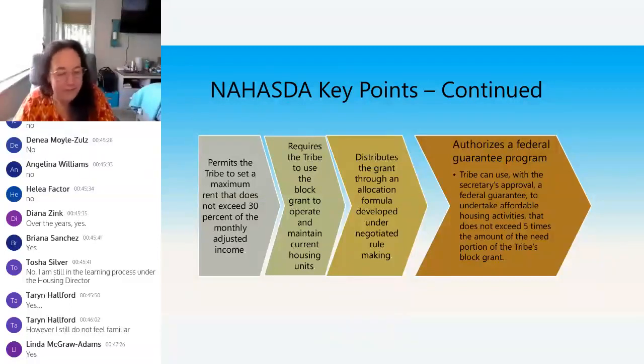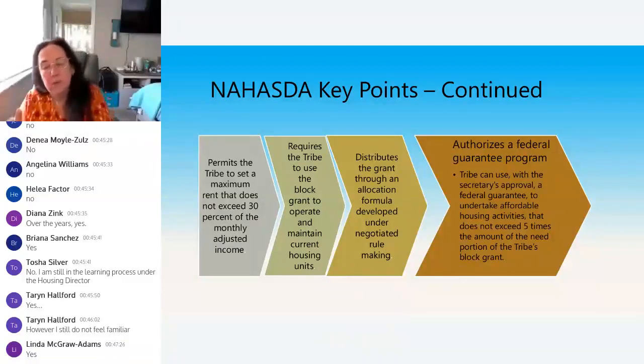30% of zero is still zero. So that family would be living in there free of charge. You cannot charge them over 30% of their income. You have to be careful there. I've seen cases where housing entities have to pay that money back because you're supposed to be there to help them when they're low income. Okay. So just make sure you pay attention to that.